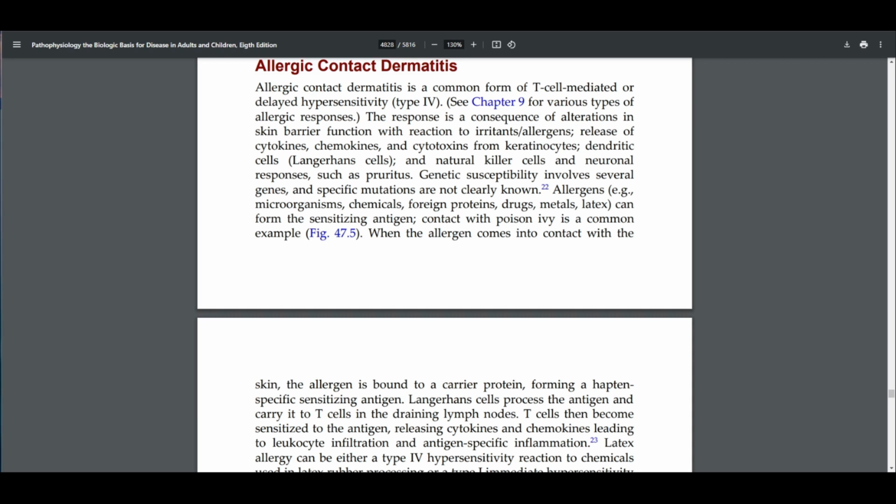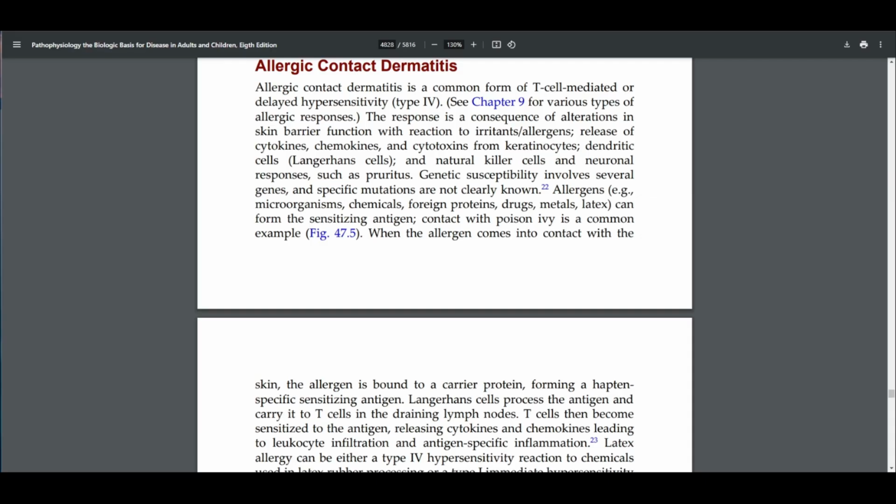The response is a consequence of alterations in skin barrier function with reaction to irritants, allergens, release of cytokines, chemokines, and cytotoxins from keratinocytes, dendritic cells, and natural killer cells, and neuronal responses such as pruritus. Genetic susceptibility involves several genes, and specific mutations are not clearly known. Allergens can form the sensitizing antigen. Contact with poison ivy is a common example.